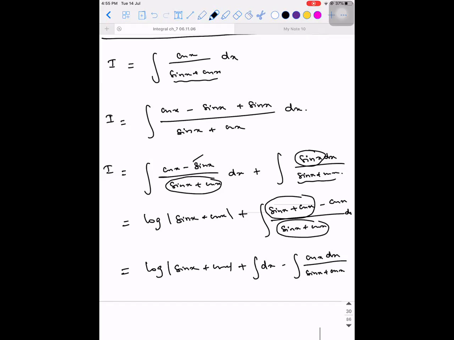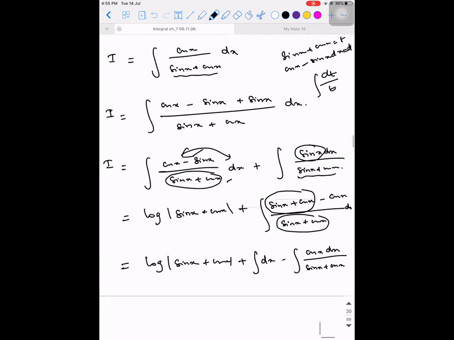One doubt. Yes, tell me. Sir, after cos x minus sin x by sin x plus cos x, how did you write that log of sin x plus cos x? Because I took sin x plus cos x as t. If I take that as t, then cos x minus sin x into dx will be equal to dt. So dt divided by sin x plus cos x, which is t. Its integral is log t. Got it, sir. Yes, log. Now you got it? Yes, sir.